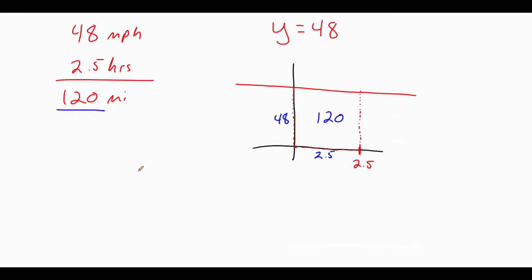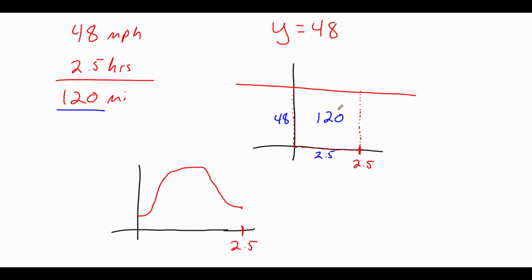Now let's look at this a little bit differently. Instead of traveling a constant 48 miles per hour, let's say our speed changes. Let's say we start off going slow, but then we speed way up and then we slow back down. Now we're still going to cover that same exact 2.5 hours, but instead of that constant speed being 48, let's say that our average speed, our average velocity, was 48 miles per hour.